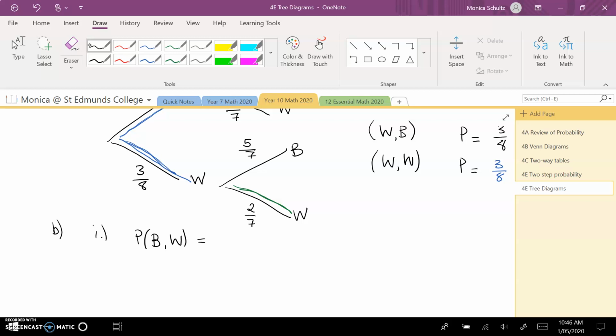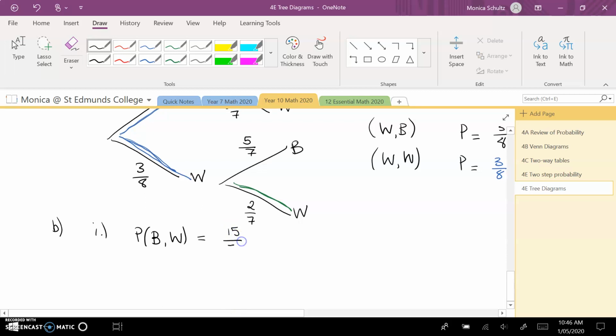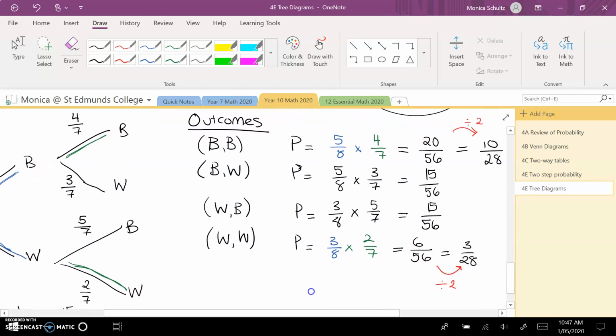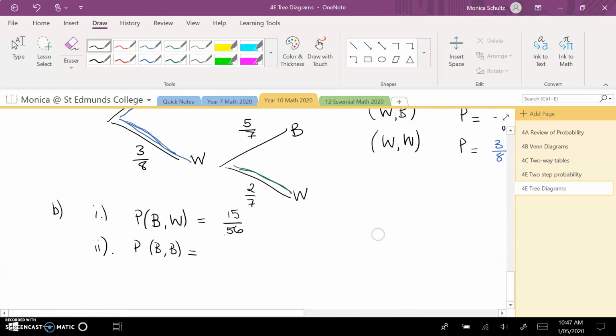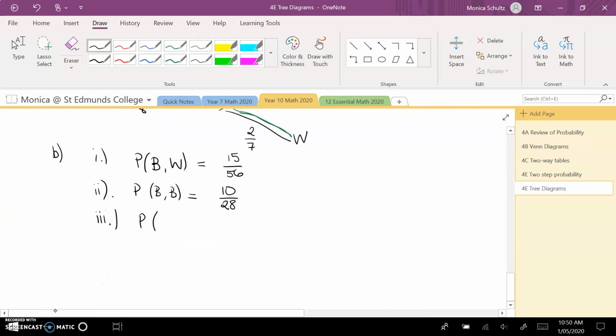So the probability of getting a blue then a white we found before is 15 on 56. So the next one wants us to find the probability of getting 2 blue marbles. So a blue, blue. So the probability of that was 10 on 28. So the lucky last probability we need to find is exactly 1 blue marble. So I just want 1 blue. So we don't count the blue blue one, we just want a blue white or a white blue.